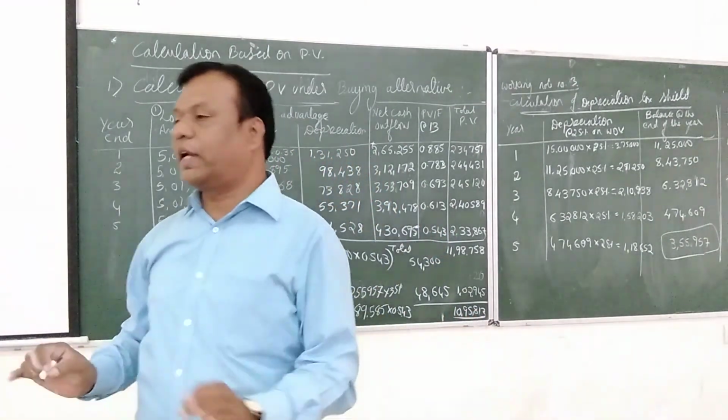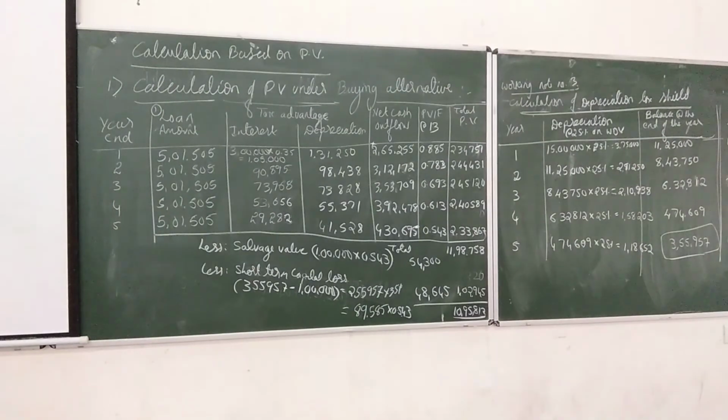The final answer we get in the buying alternative is 10,95,813. Whereas in the case of lease rental, how much did we get? 10,28,723. So which one is higher? Buying, 10,95,000, is higher than lease rental, which is 10,28,723. So it is recommended that the XYZ company should go for lease rental rather than the buying option. Is that clear? This is the recommendation.